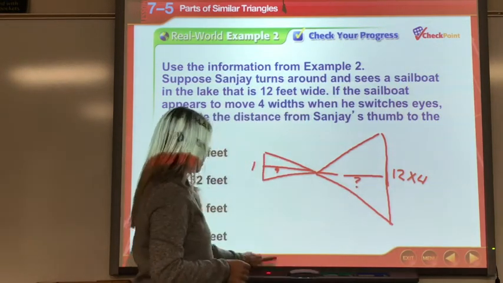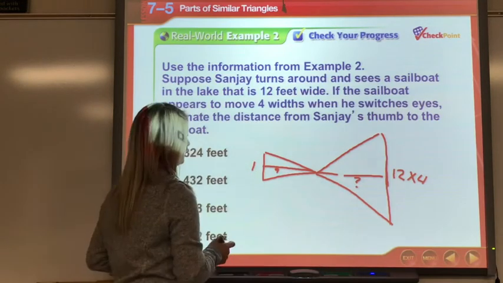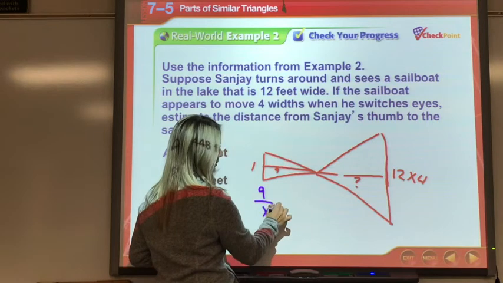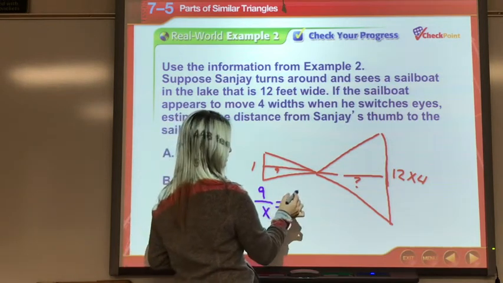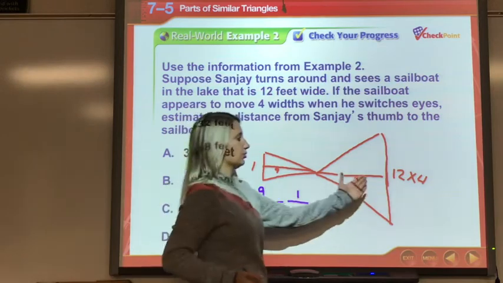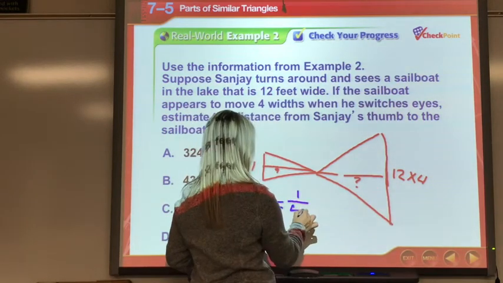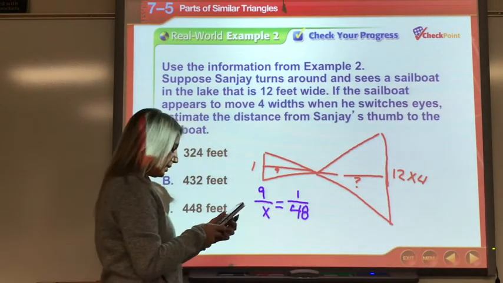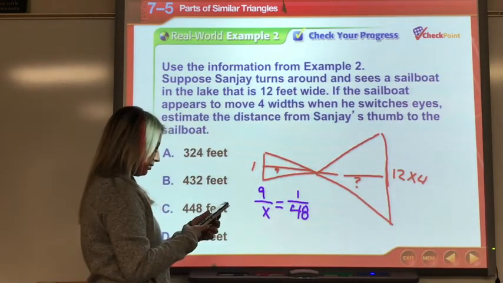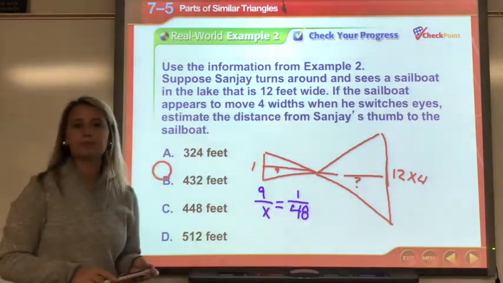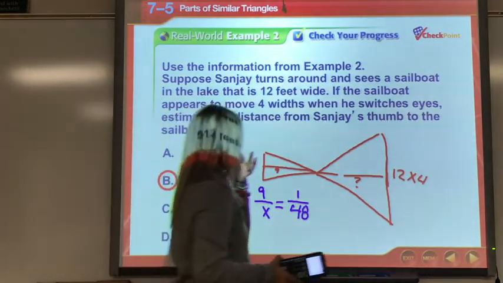Okay, so if we set up the proportions, we'll have 9 over x equals 1 over 12 times 4, which is 48. So 9 times 48 should be 432. So we should be getting B. That's 432 feet. Okay.